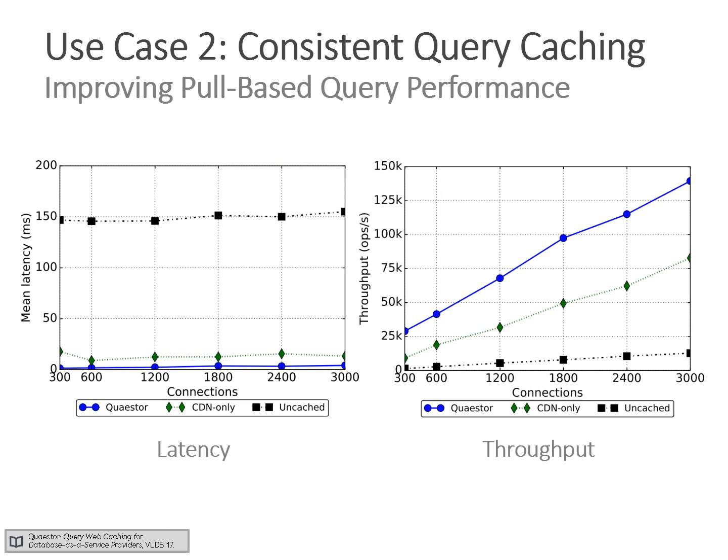We evaluated the potential gains of this use case in our VLDB 2017 publication and found that both latency and throughput of traditional pull-based queries can be improved by several orders of magnitude here.